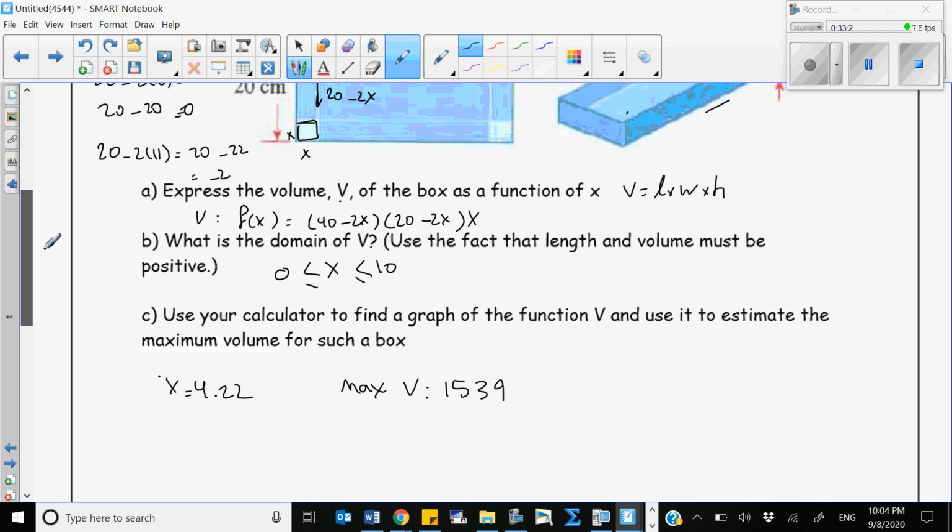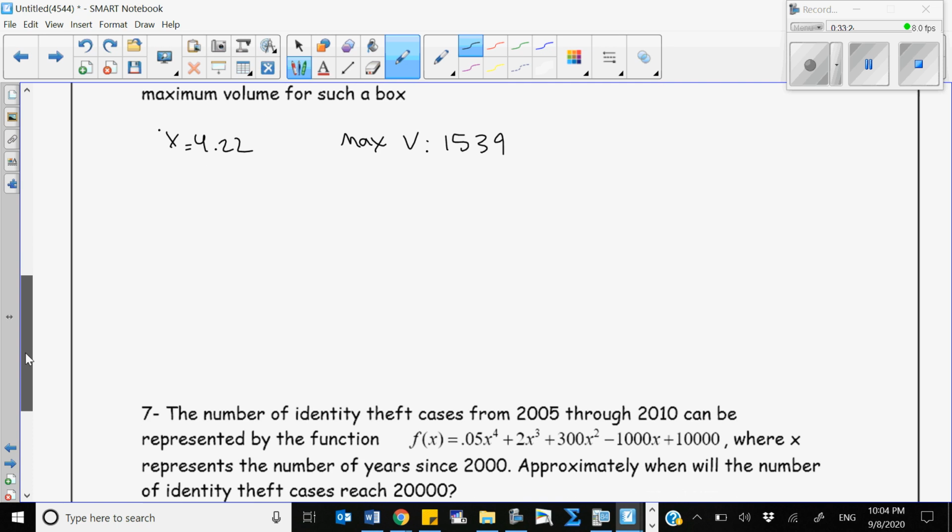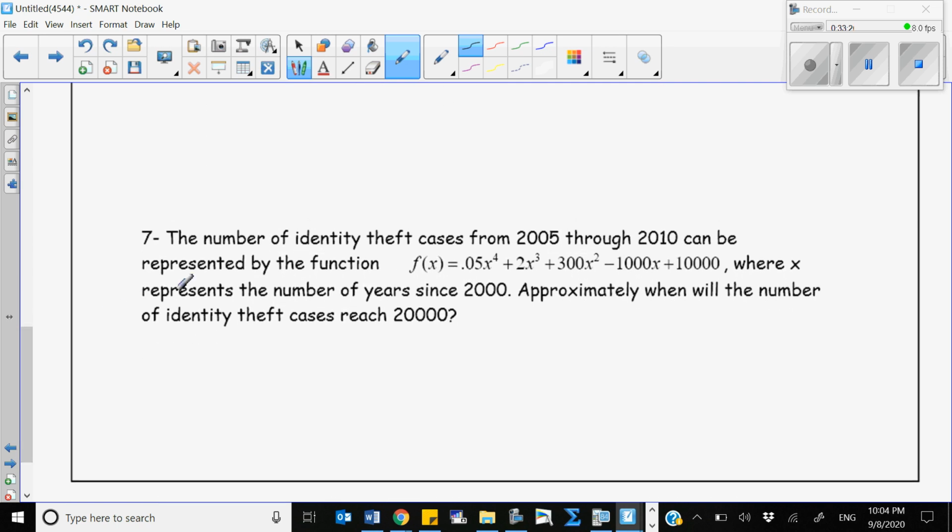Now let's go to the next problem. The number of identity theft cases from 2005 to 2010 can be represented by the function f of x equal to this value, where x represents the number of the years since 2000. Approximately when will the number of identity theft cases reach 20,000? Okay, so let's go to our calculator again and enter the function.